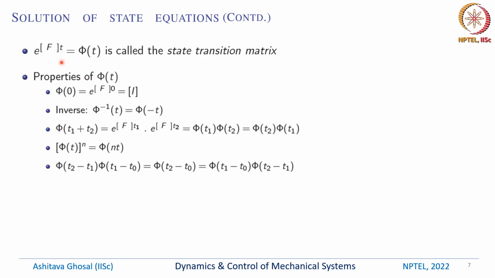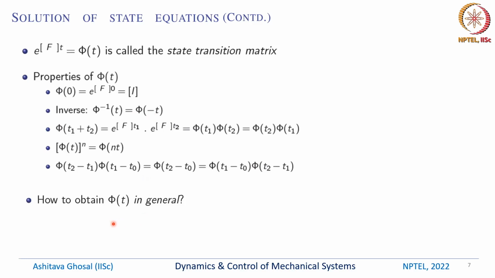So e to the power Ft, which, as I showed you, is phi of t, is also sometimes called the state transition matrix. This is a very important term in control theory, especially when we are analyzing a system using the state space formulation. The exponential of this matrix F into t is a matrix which is phi of t, and it is called the state transition matrix. And these are some of the properties of phi of t, which I just now discussed.